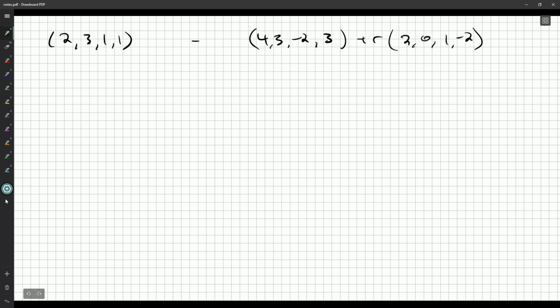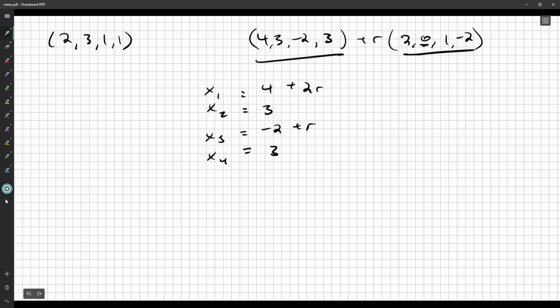Well, we could just set up an equation and try and solve for a single value for r. I find it's a lot easier to express the line first in parametric form. So let's rewrite x1, x2, x3, x4. And so the point here can become the constants in the expressions, and then the components here become the coefficients of r. 2r, 0r, 1r, and minus 2r. So there we've got parametric form.